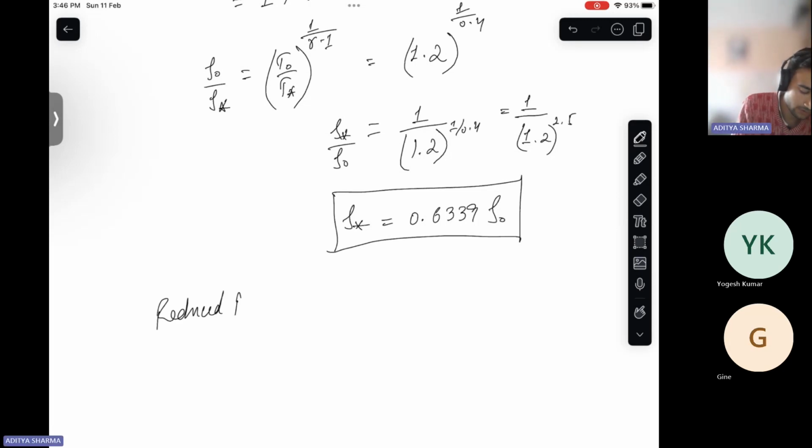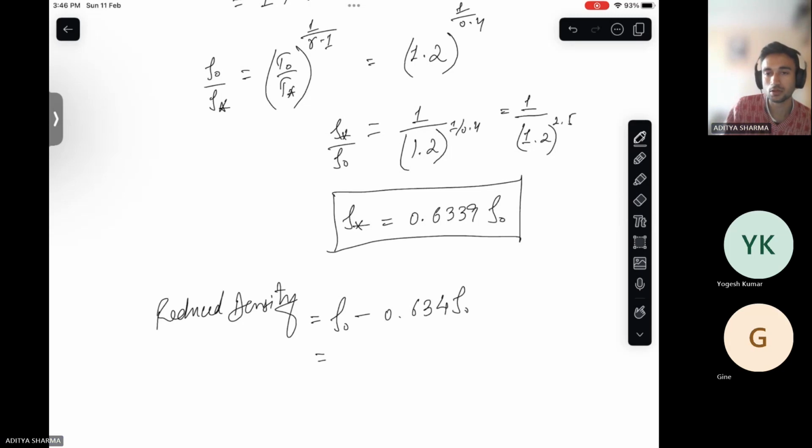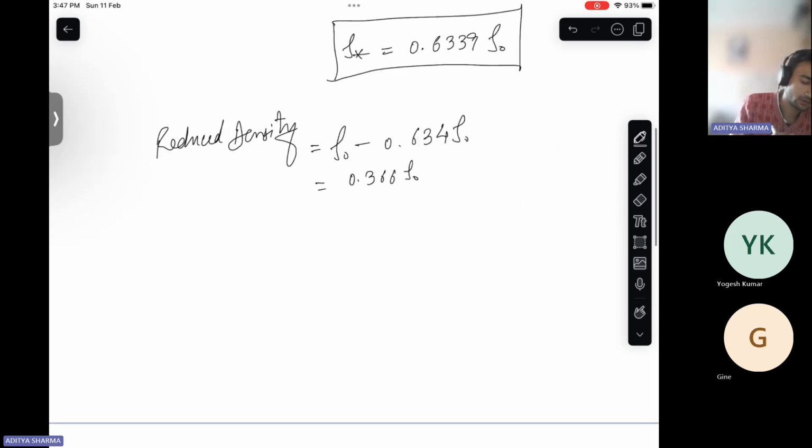So the reduced density will be rho naught minus 0.633, or 0.634. So this comes out to be 0.366 rho naught. Am I clear?